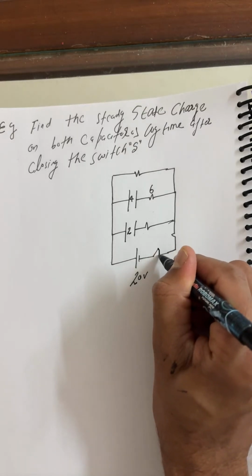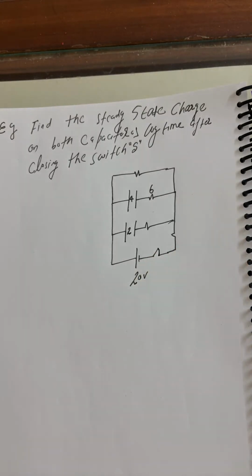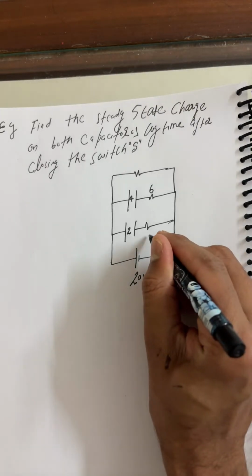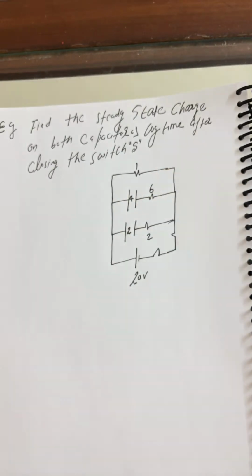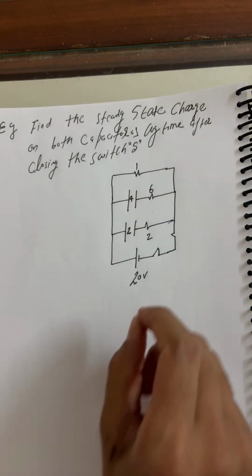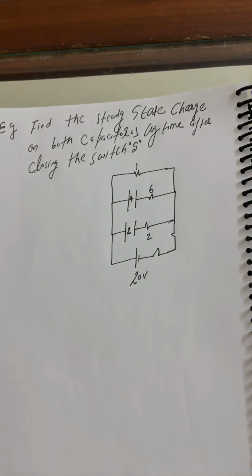Now the switch is closed. This is 2 ohm, this is 1 ohm. What is the logic for this question? Someone said, sir, just revise the formula. But no students, revising the formula is not very effective. If I explain the concept along with the numerical, it is more durable and understandable for you.